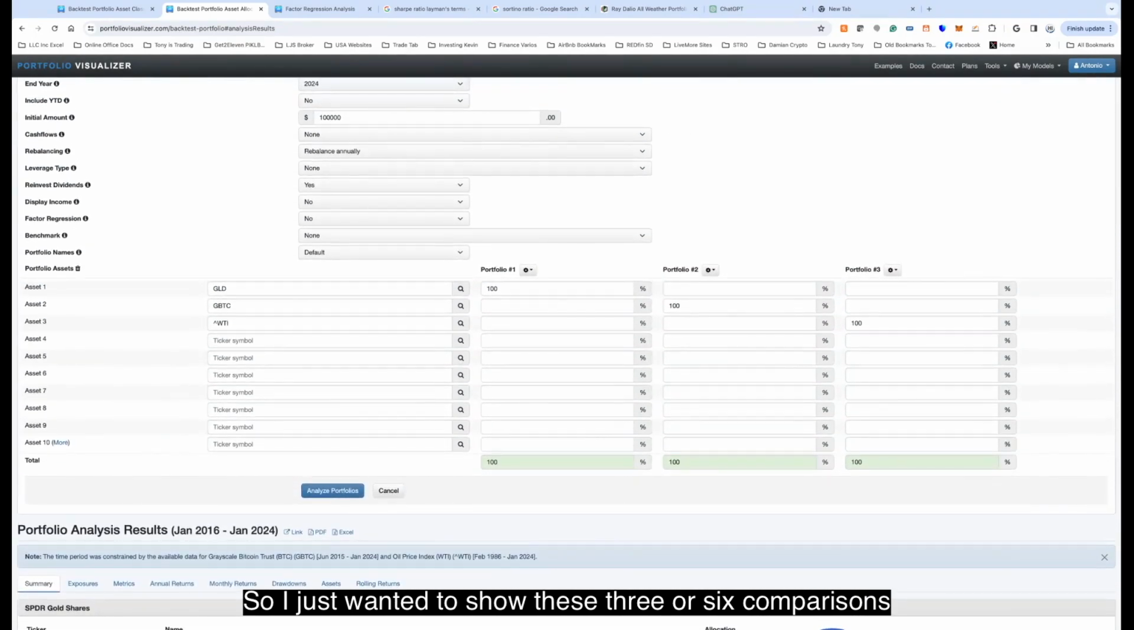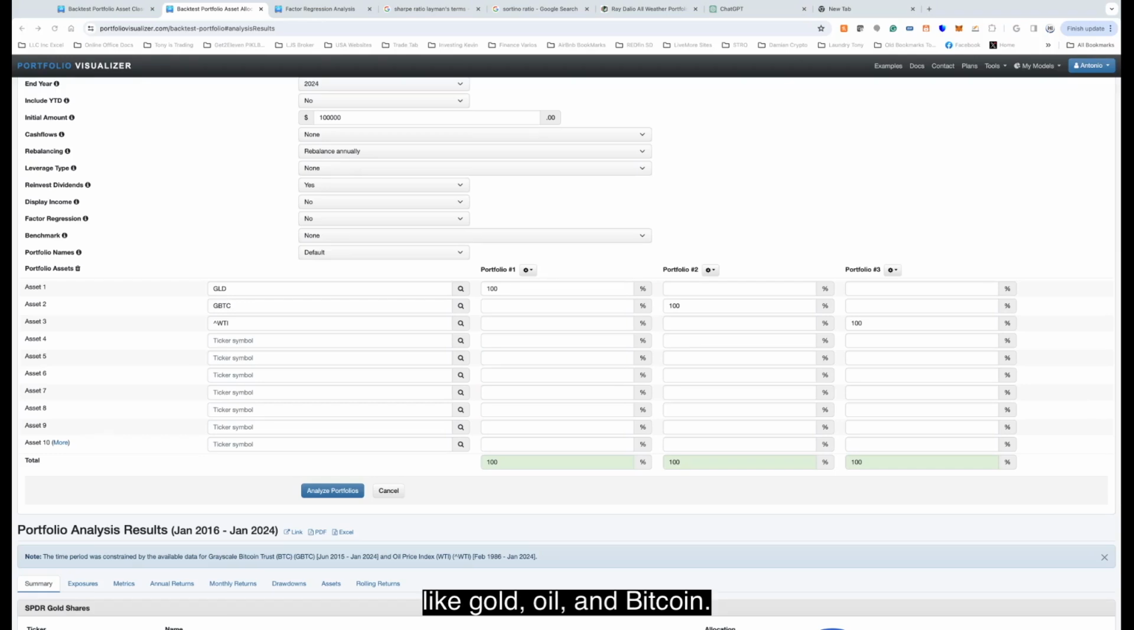So I just wanted to show these three or six comparisons about the stock market, long-term bonds, short-term bonds, and then the most famous commodities like gold, oil, and Bitcoin.